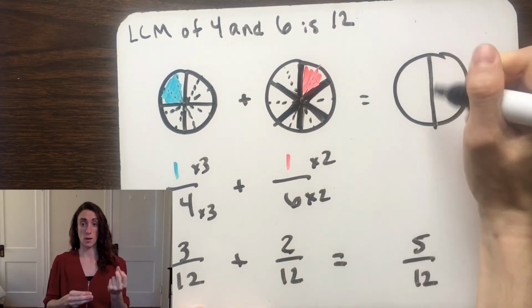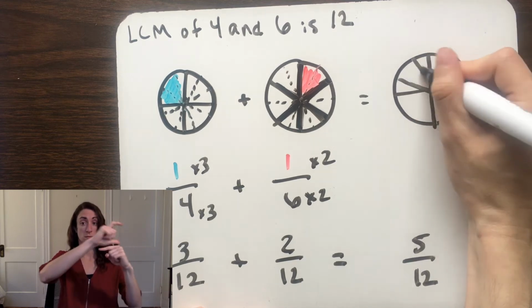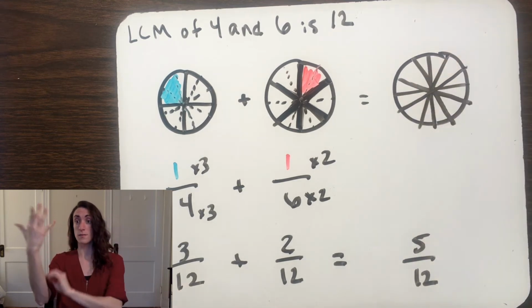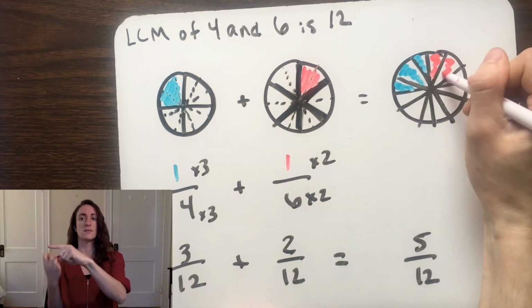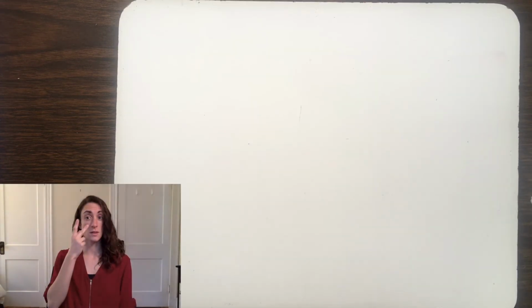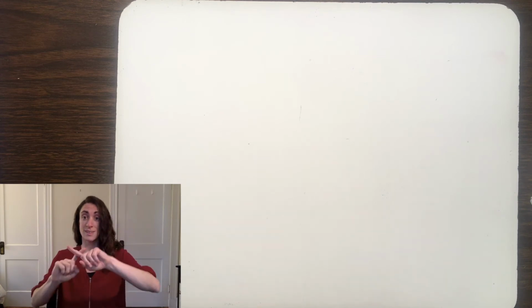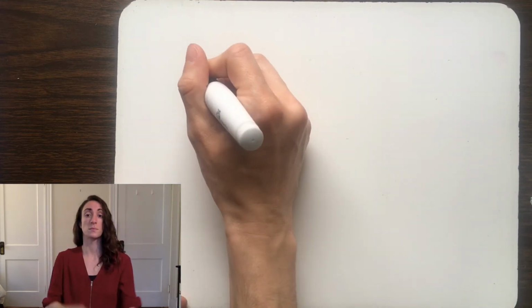Now that we've done that, we're ready to add. We've got 3/12 and 2/12, and now that we're talking about the same size pieces, we can add them and get 5/12. And remember, that denominator 12 is going to stay exactly as it is because it's just describing the size of the piece. Let's look at another example with unlike denominators and try to solve it without drawing a picture.